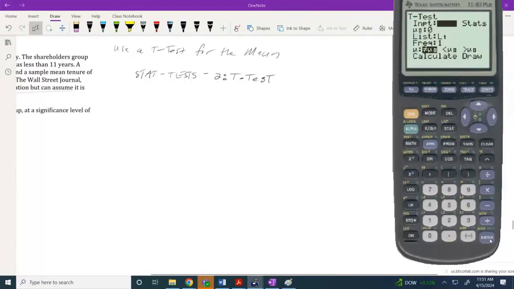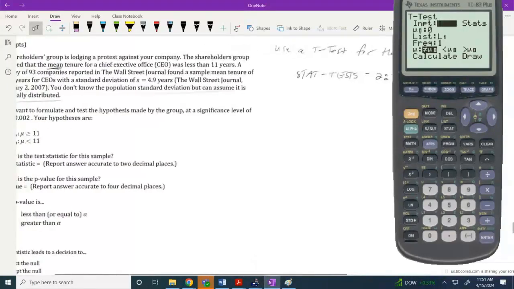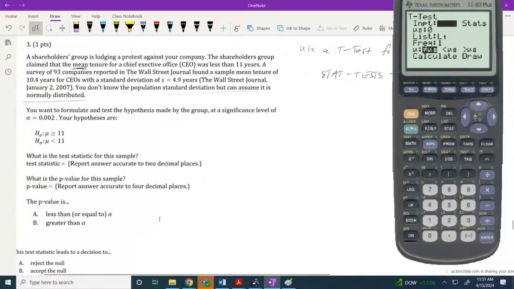So now once you click on t-test, it's the same thing. They're going to ask for the data. That's if you were given a data set. And then they ask for statistics. Now, since we were not given a data set, we were actually given the statistics, right? We were given the mean. We were given the standard deviation. We were given the sample size. We're going to scroll over to stat and hit enter.